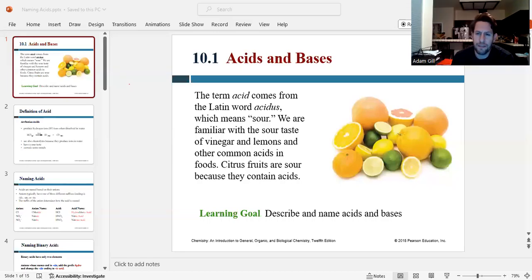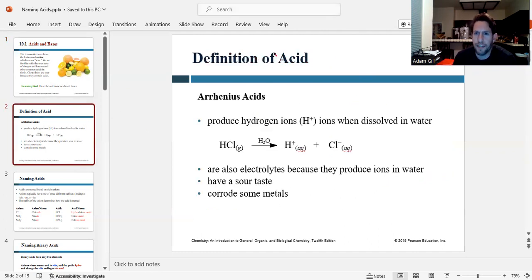Hi everyone. In this video, we're going to talk about what an acid and a base is, and we'll talk about how to name them. So the word acid comes from the Latin word acidus, which means sour. Most fruits that you're familiar with that have a sour taste, like citrus, lemons, and limes, are sour because they contain a lot of natural acids. So how do we define an acid?